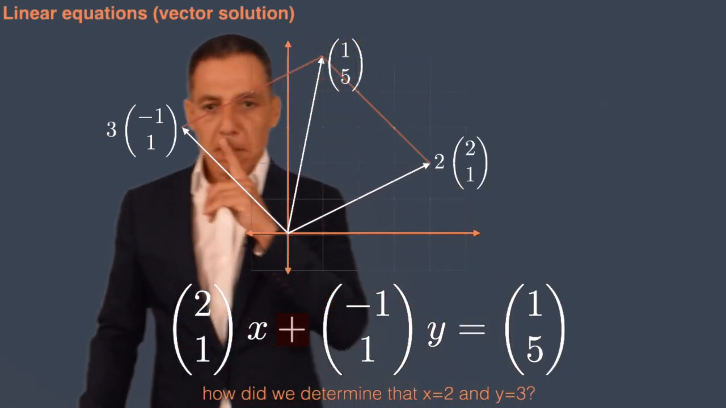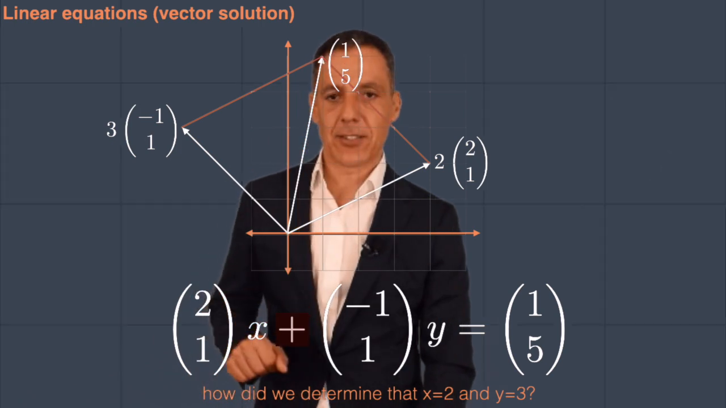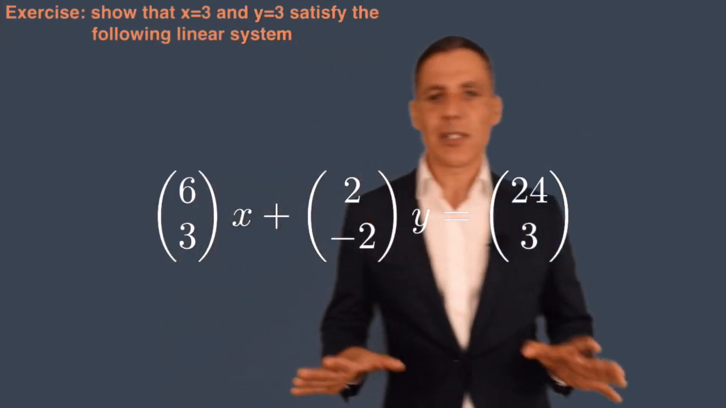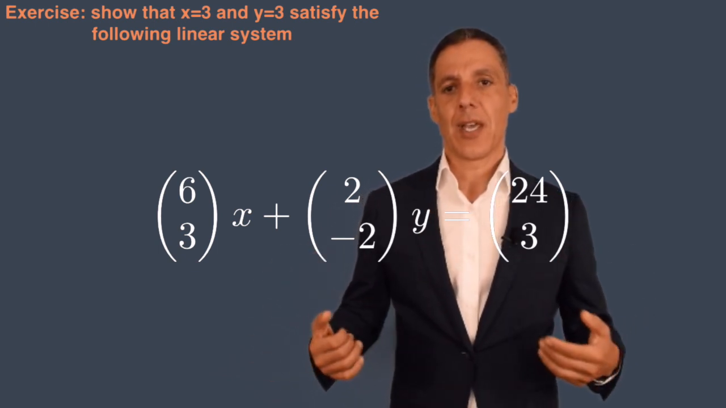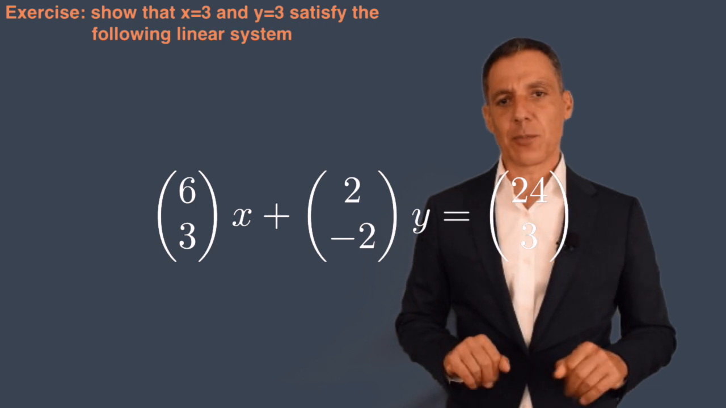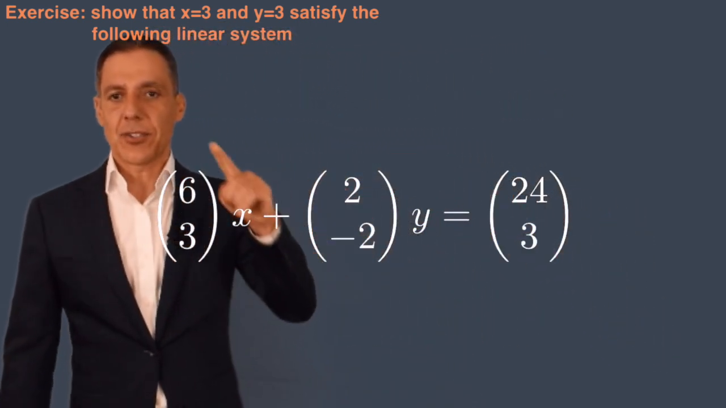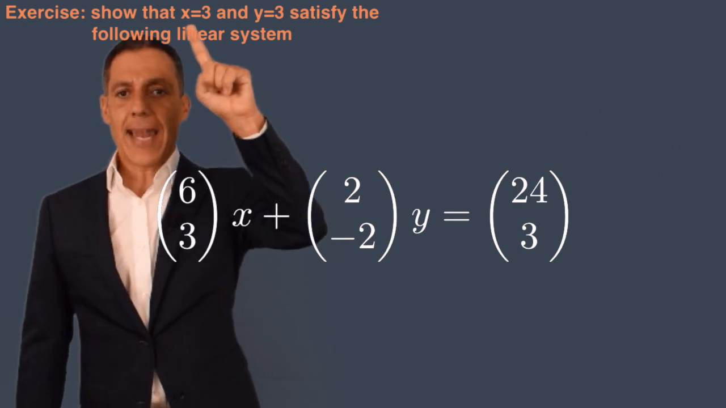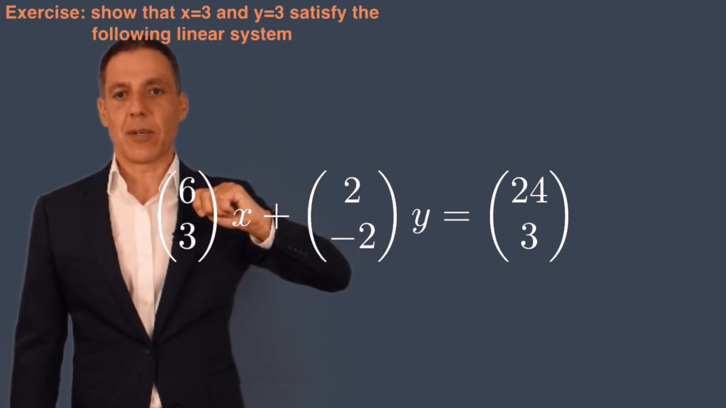Okay. Now, that's the big question, how do we do that? Again, it's coming. So let's just do a little exercise. I want to make sure that you are comfortable with this vector addition and scalar multiplication. So after I formulate this, please take a second, get out a piece of paper and pencil, and do this little exercise. Show that x equals 3, y equals 3 satisfies this linear system of equations.